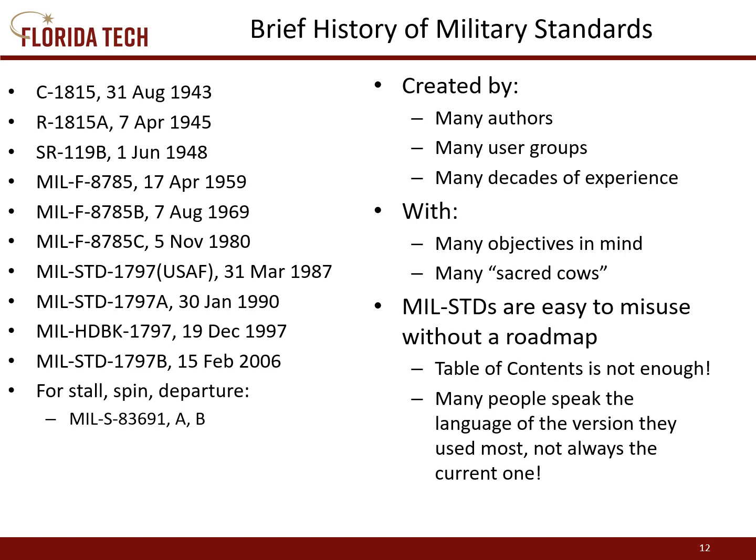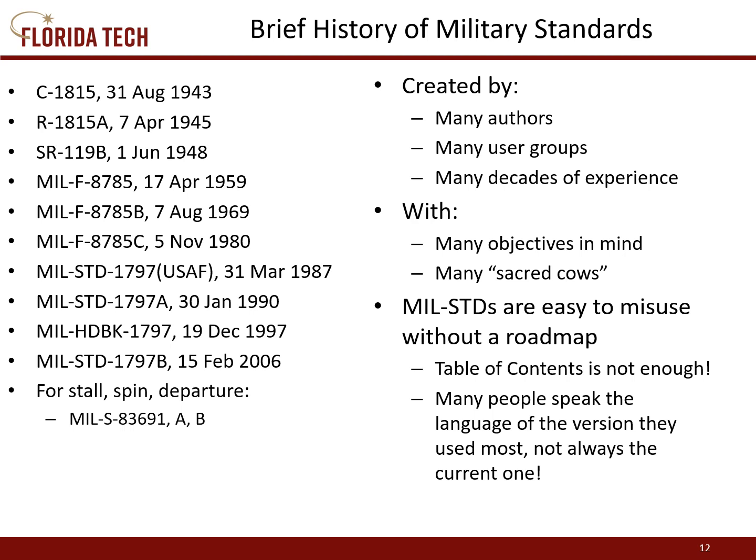As far as the history for military standards, in the 1940s, during the World War II era, is when standards began rolling out, and 1815 was the main one. Then in the late 1950s, 60s, and 80s, which is often considered the golden age of air vehicle development and flight test, MIL-F-8785 was the dominating standard. In 1987, that standard was replaced by MIL-STD-1797, which became a handbook in 1997, but then back to a standard in 2006. For stall, spin, departure, it's MIL-S-83691.